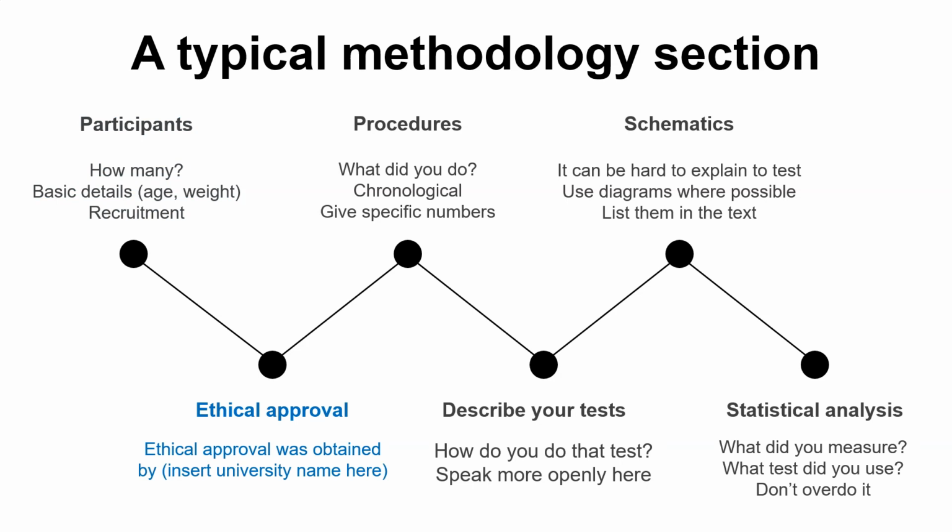Next, you go on and speak about ethical approval. This bit's very simple, so don't overdo it. You just have to say ethical approval was obtained by and put the name of your university. This is only really relevant if you're doing your dissertation or your master's dissertation. If you're just doing a laboratory report in first, second year at uni, it's unlikely you're going to talk about this. But what you will have to speak about in all these papers is procedures.